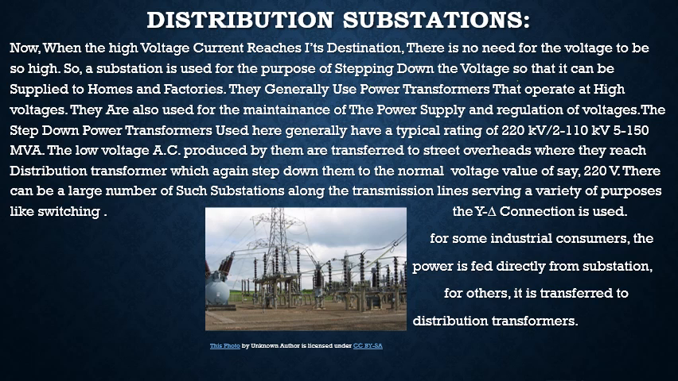There can be a large number of such substations along the transmission line which are used for a variety of purposes like switching. For example, if a fault has occurred on one of the transmission lines, these substations can be used to switch off that line so that there is no effect of that fault in the rest of the power grid. So in a way, this is another advantage of having a large power grid. Here the Y delta connection is usually used in the power transformer. For some industrial consumers, the power is fed directly into the substation. For others, it is transferred to distribution transformers.